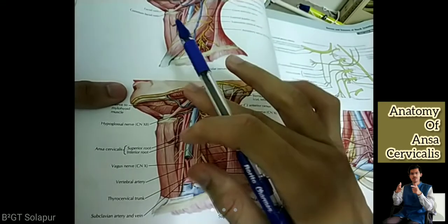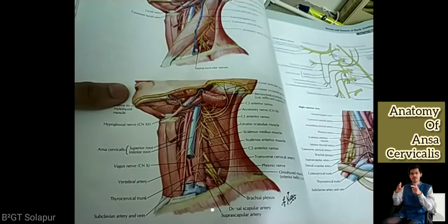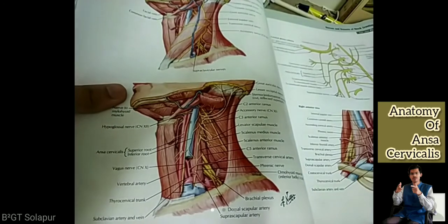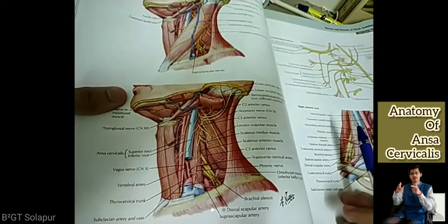Okay. Have you understood the formation? Have you understood the positioning? Are you able to make it? Is it easy? Okay. So now we will see which muscles and what all structures this ansa cervicalis supplies.